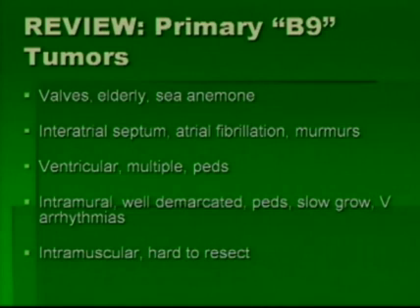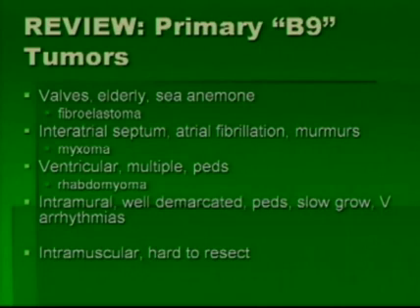So let's review primary benign cardiac tumors. Which ones are located on valves, occur in the elderly, and have a sea anemone appearance? Fibroelastomas. Which ones are located in the interatrial septum, can cause atrial fibrillation in 15%, and are associated most of the time with murmurs? That would be myxoma. Which of them occur in the ventricles, can be multiple, and are generally found in the pediatric population? Rhabdomyomas.